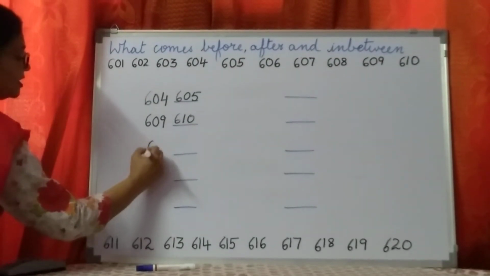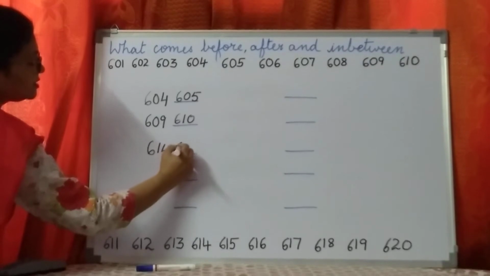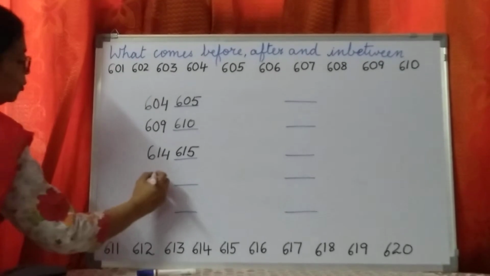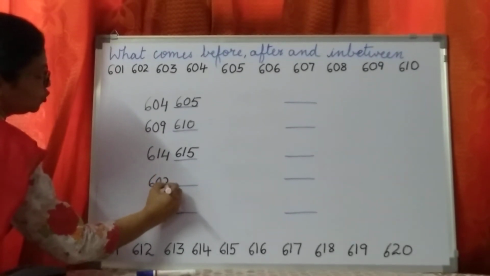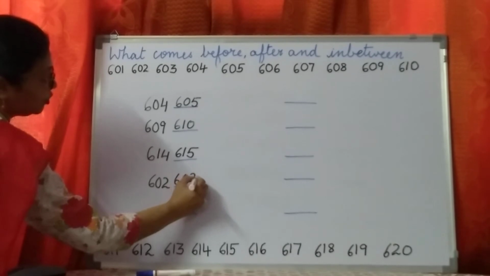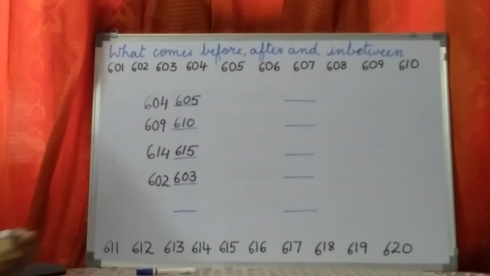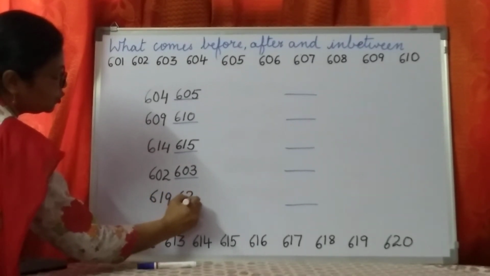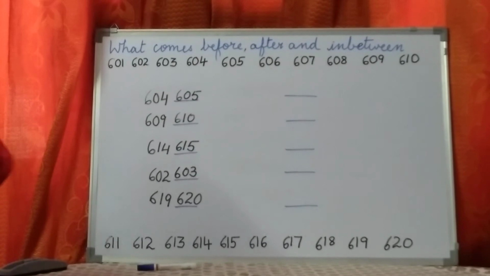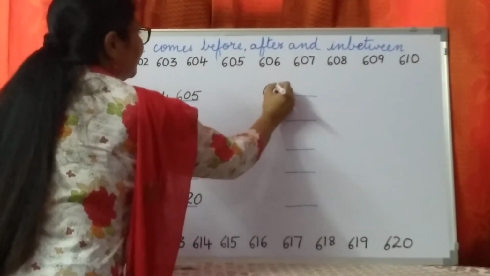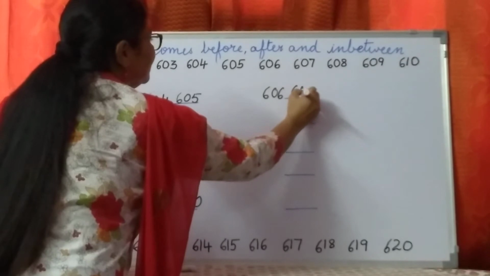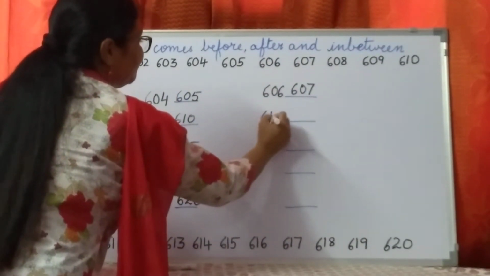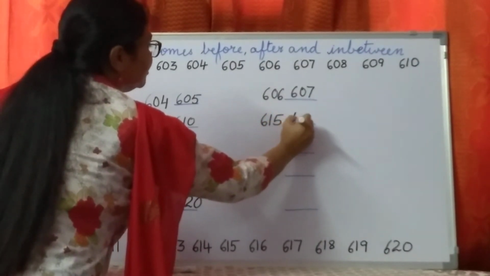What comes after 614? 650. What comes after 602? 603. What comes after 619? 620. What comes after 606? 607. What comes after 615? 616.